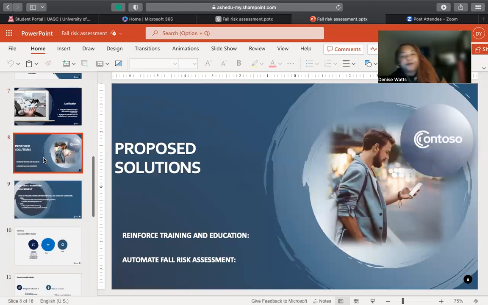Let's propose a solution. Reinforce training and education, or automate fall risk assessments. Reinforcing training and education. Pros: the solution would focus on educating and training providers and nurses on the importance of the fall risk assessment, the correct use of the assessment tool, and the integration of the assessment into the workflow. Cons: it may take time to see improvements, and some providers and nurses may still struggle with compliance due to various reasons, including forgetfulness or resistance to change.